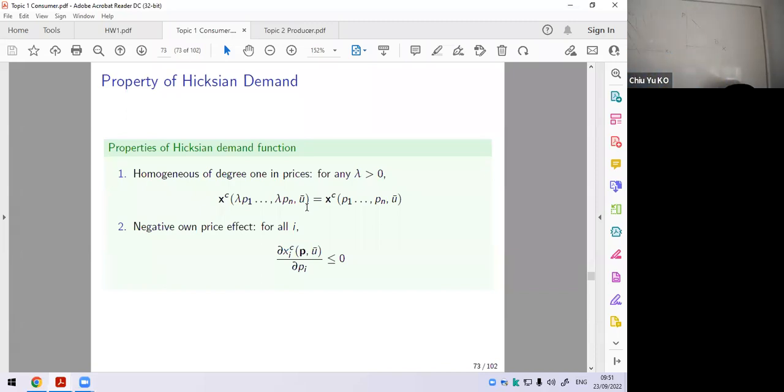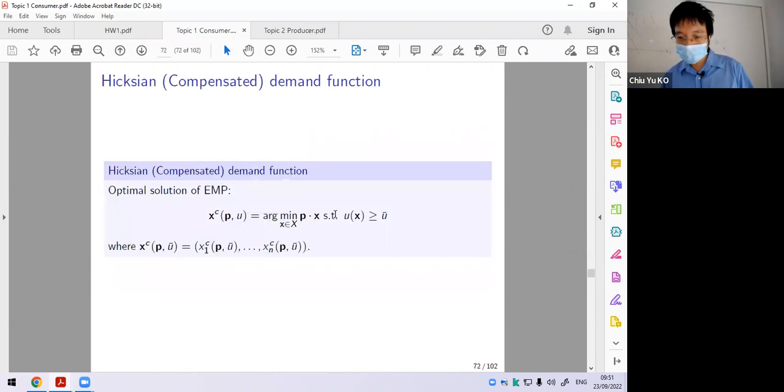And here the first one is not very surprising. I think there's a typo, I should have a lambda. No, sorry, that's right. Sorry, that's right.